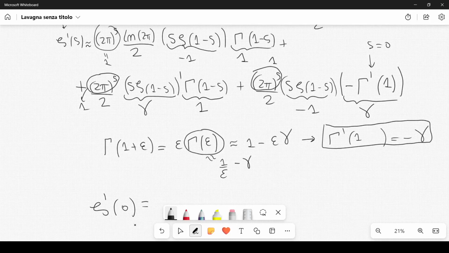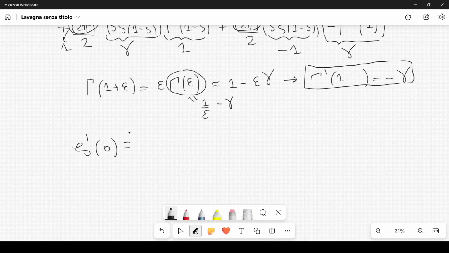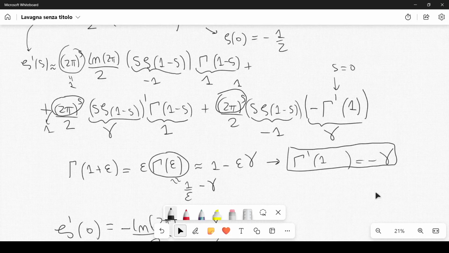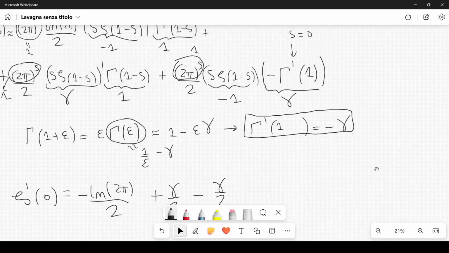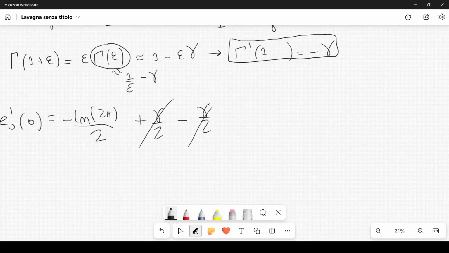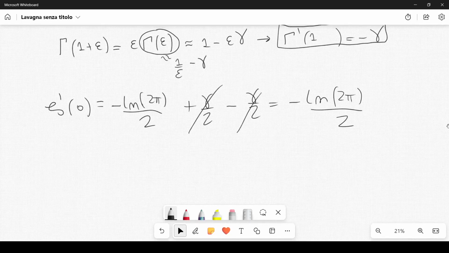so we have minus natural log of 2 pi divided by 2. Then we also have plus gamma halves from here, but we also have minus gamma over 2 from the last term. And therefore, these two will cancel. And we are left with minus natural log of 2 pi divided by 2, which is an expression for the derivative of the Riemann Zeta function at 0.